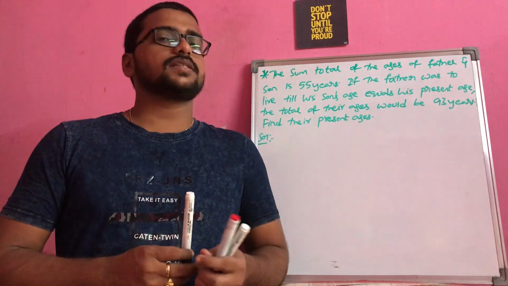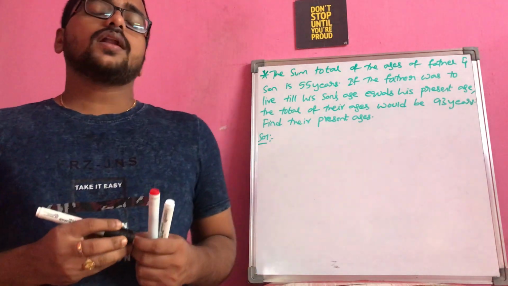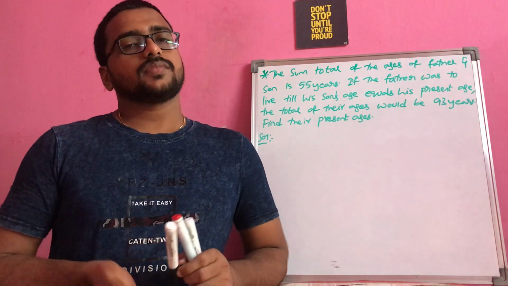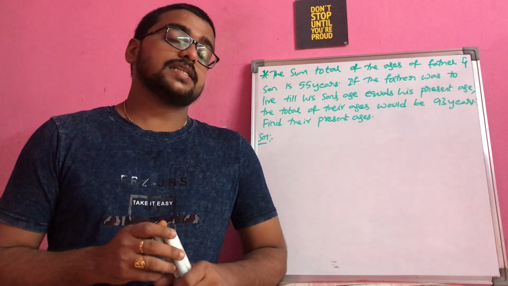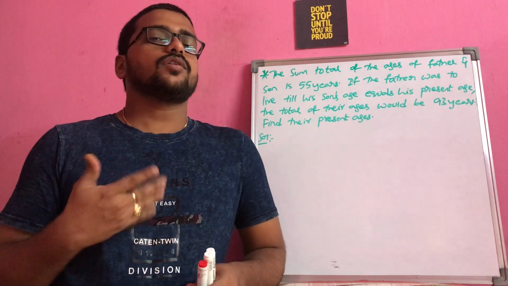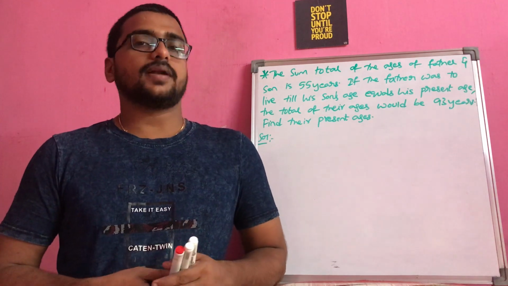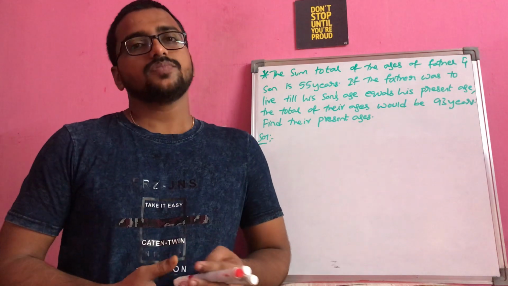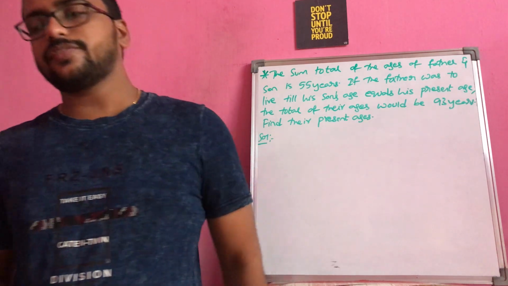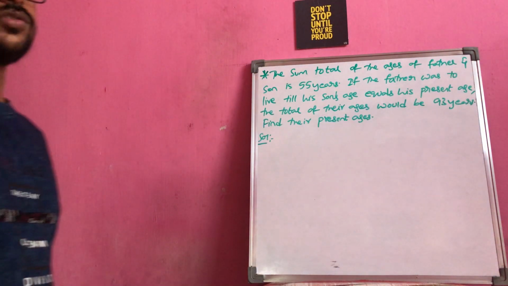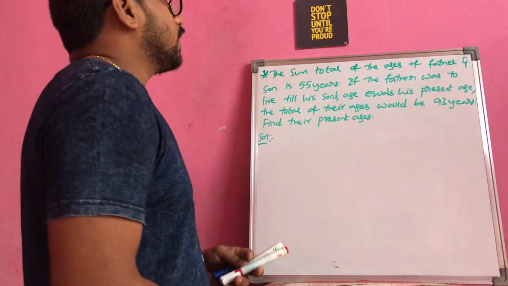Right, this is one of the interesting questions, and the one important point that I want to tell you when you are dealing with age related questions, especially word problems, please try to involve yourself in the question. That will give you a better result than if you just see the question as a third person. So just try to involve yourself in understanding the question, then it will give you a better view of the question basically, right? So let us start this one.